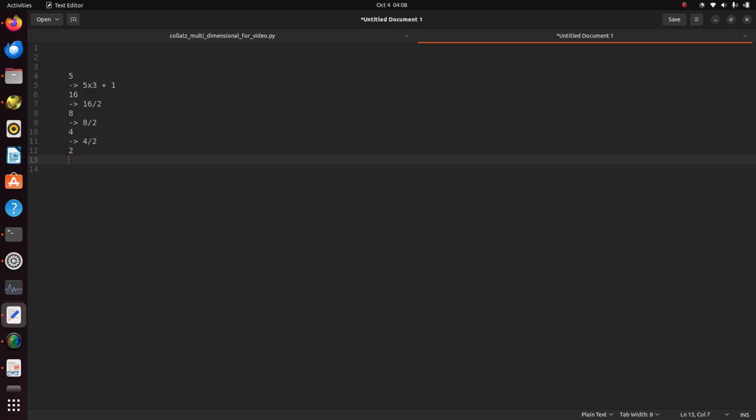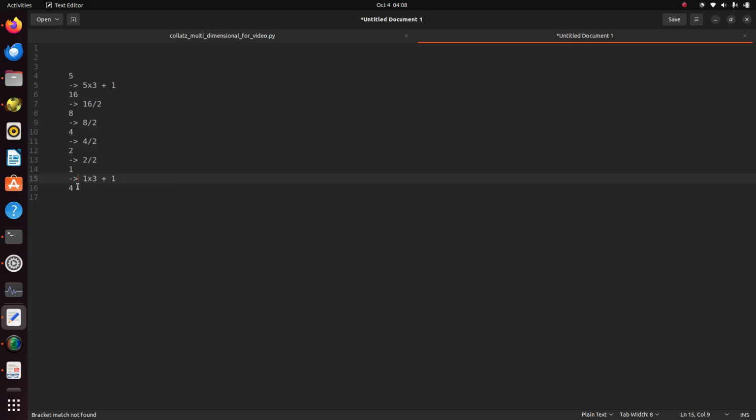2 is even, and so 2 over 2 is 1. 1 is odd, so we multiply 1 times 3 plus 1, and that gives us 4. And so we found this number 4, and we've already seen 4. So essentially what will happen is this cycle, it's called a cycle, and it will repeat over and over again. So it'll go 4, 2, 1, 4, and then 2, 1, 4, 2, 1, etc.